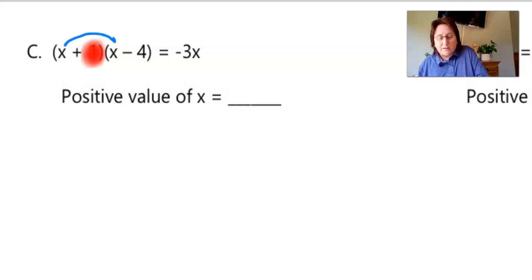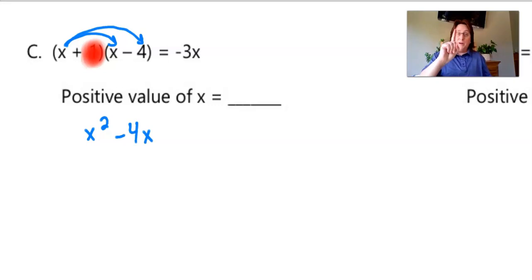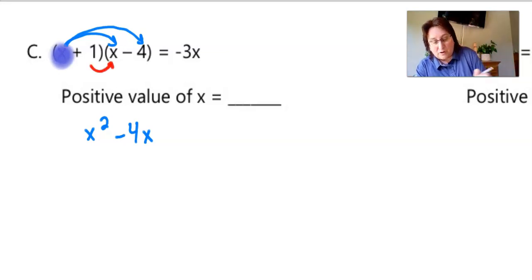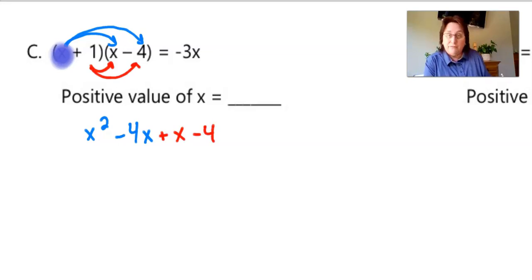So I do x times x. Okay, well, guys, x times x is x squared, right? And then I distribute and I do x times -4, which is -4x. Okay, there was my first time to distribute. Now I am going to cover up the first term. I'm going to cover that one up. I already distributed that one. I don't need that one anymore. Now I'm going to do the second distribution. So now I distribute the second term. So 1 times x is x, and 1 times -4 is -4.